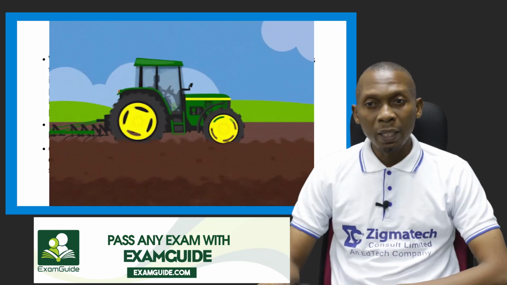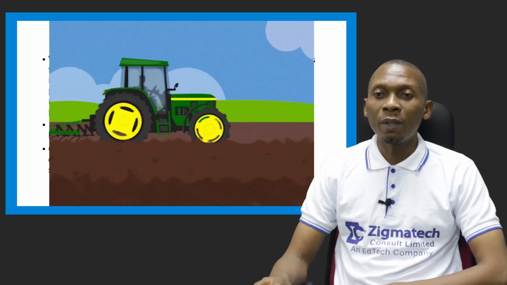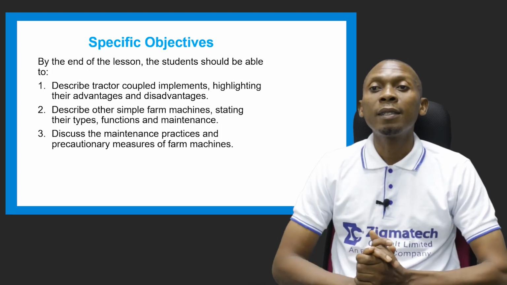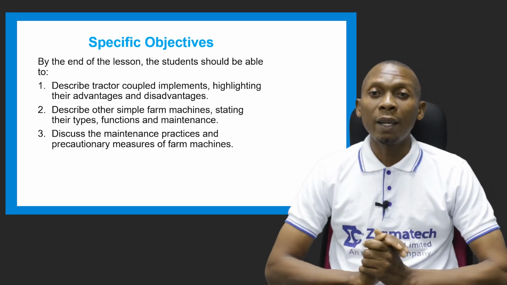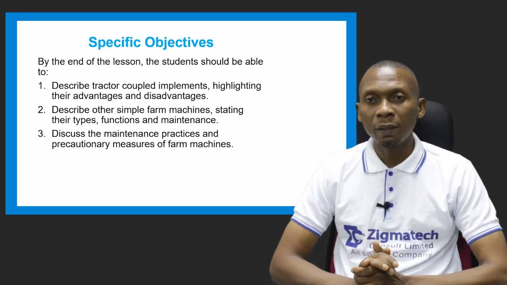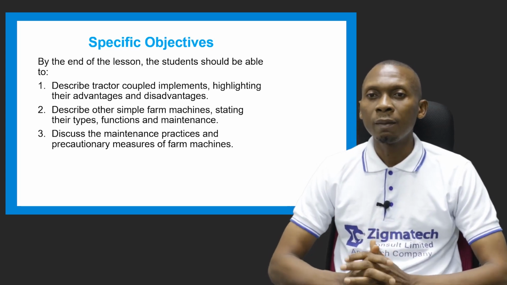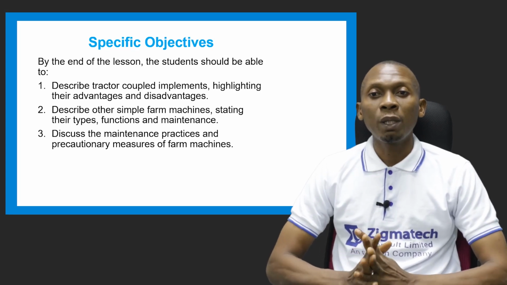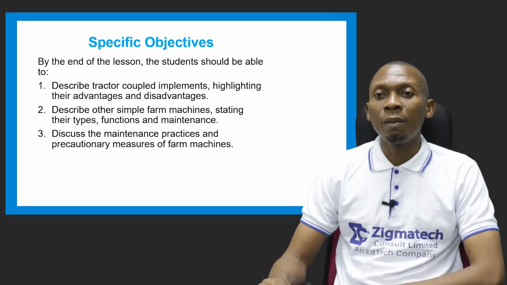Our focus in part B is on tractor-coupled implements and some other simple farm machines like planters, harvesters, and sprayers. By the end of the lesson, you should be able to describe the tractor-coupled implements, highlighting their advantages and disadvantages. You should also be able to describe other simple farm machines, stating their types, functions, and maintenance. And finally, you should be able to discuss the maintenance practices and precautionary measures of farm machines.